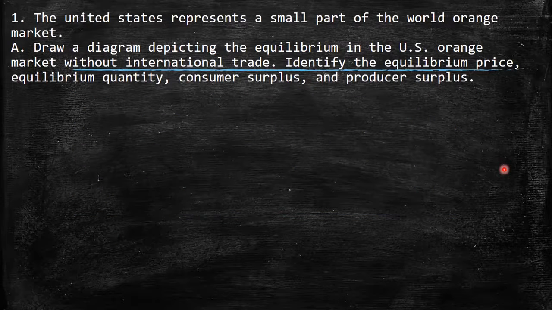So the first point says, the United States represents a small part of the world's orange market. A. Draw a diagram depicting the equilibrium in the U.S. orange market without international trade. Identify the equilibrium price, equilibrium quantity, consumer surplus, and producer surplus.